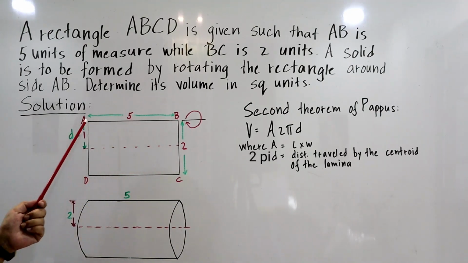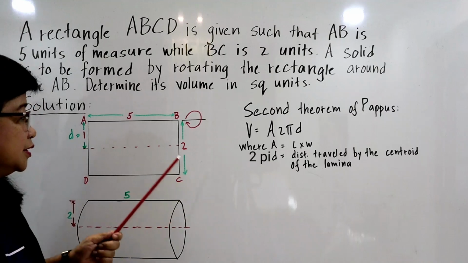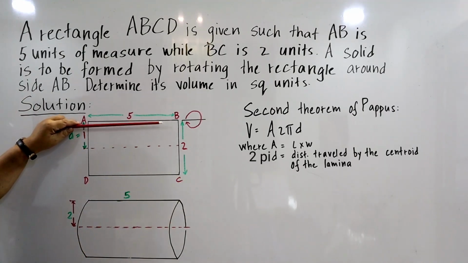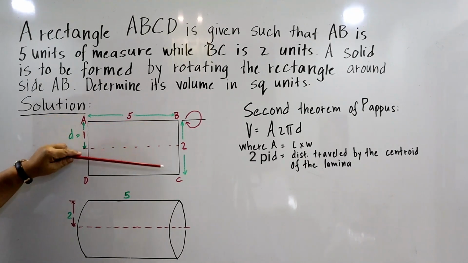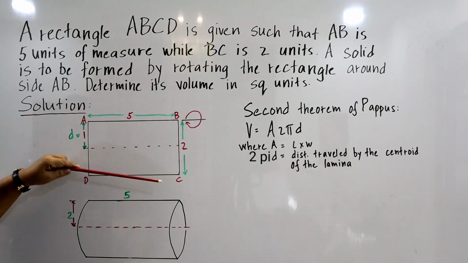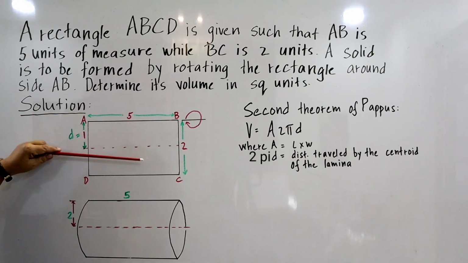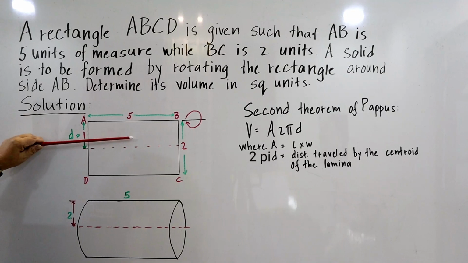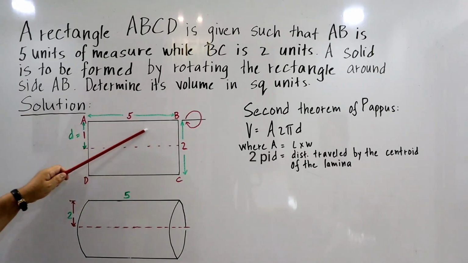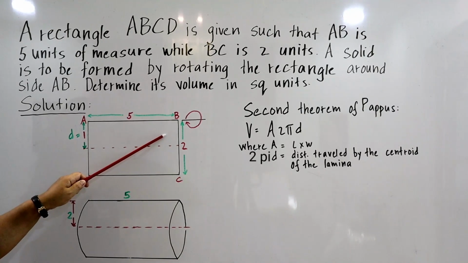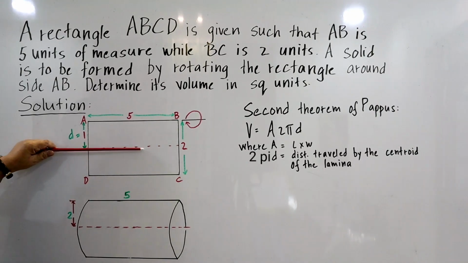Now, here we will be solving the volume using the second theorem of Pappus, which states that the volume obtained by rotating this lamina about an axis is equal to the product of the area of the lamina times the distance traveled by the centroid of the lamina.